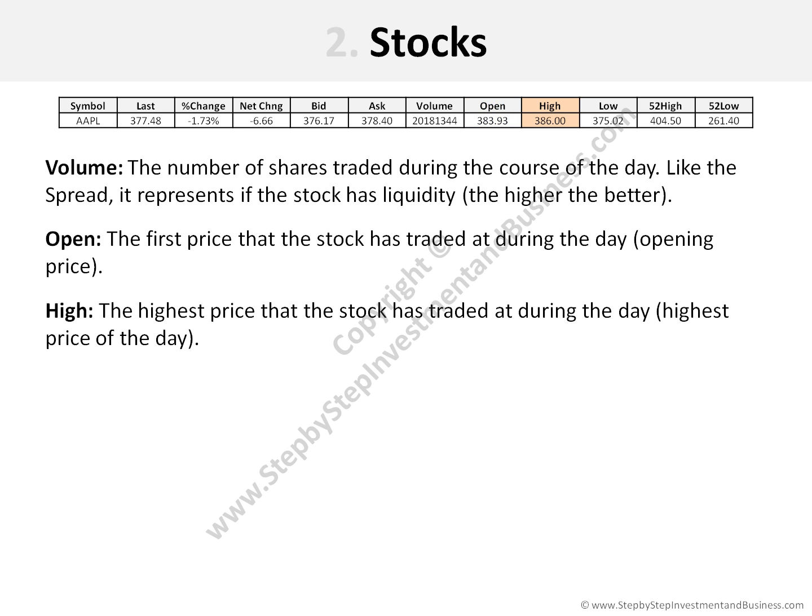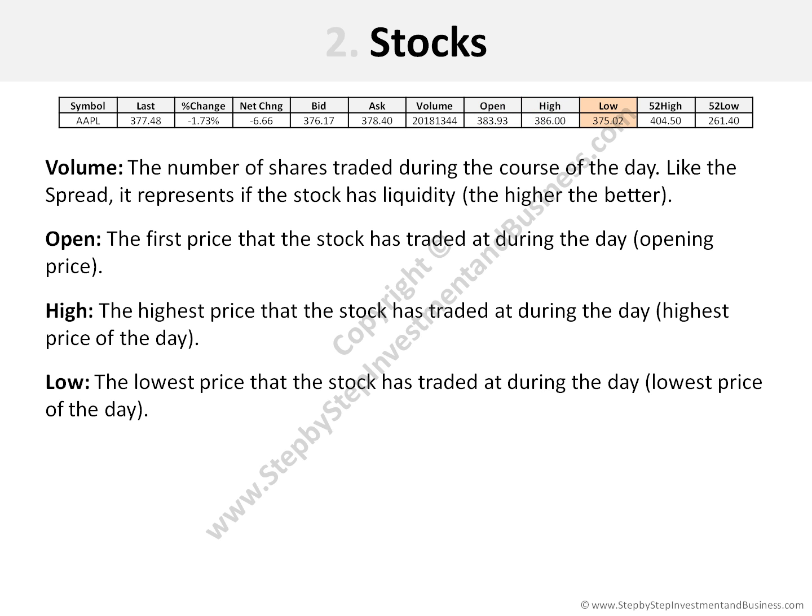On the other hand, the high is the highest price that the stock has traded at during the day. It is the highest price of the day. In contrast, the low is the lowest price that the stock has traded at during the day. It is the lowest price of the day.